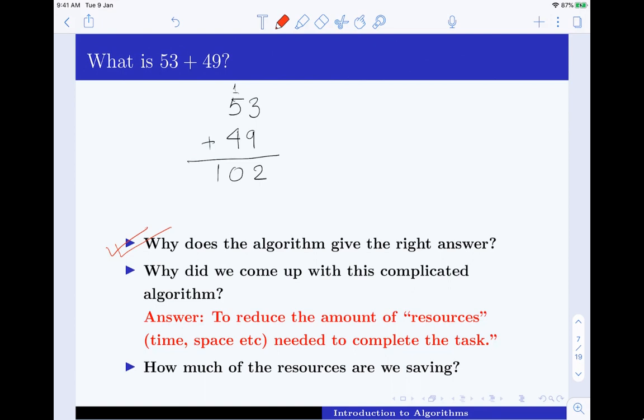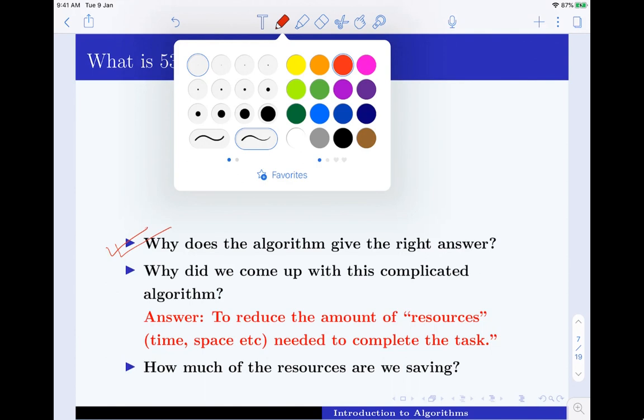The second thing is that we had a simple algorithm of how to add two numbers, and now we have a slightly more complicated algorithm. Why did we do that? And of course, the answer is that the main goal was to reduce the amount of resources that we need. If we had to count 53 and 49 by finger, by hand, or by sticks or something like that, it is not that it is not doable, right?